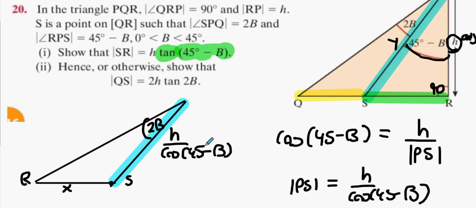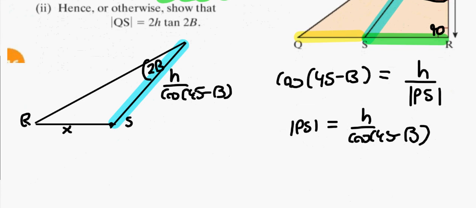In an ideal world, this triangle here, is it right angled? No. It's not right angled, which means I'd have to use the sine rule or the cosine rule. Now, I'm going to show you the problem. Does everybody see X over sine 2B? Is that okay with you?